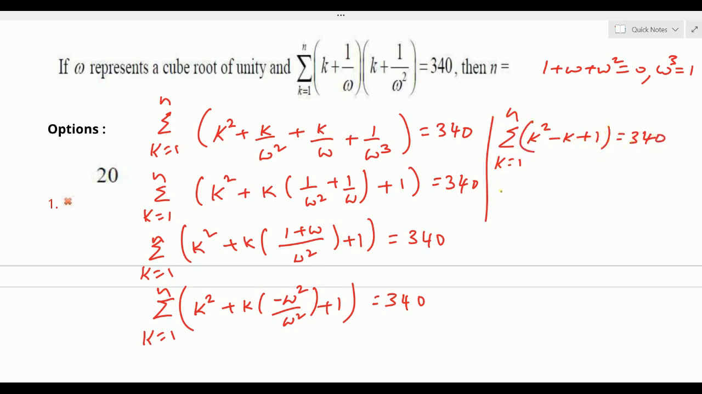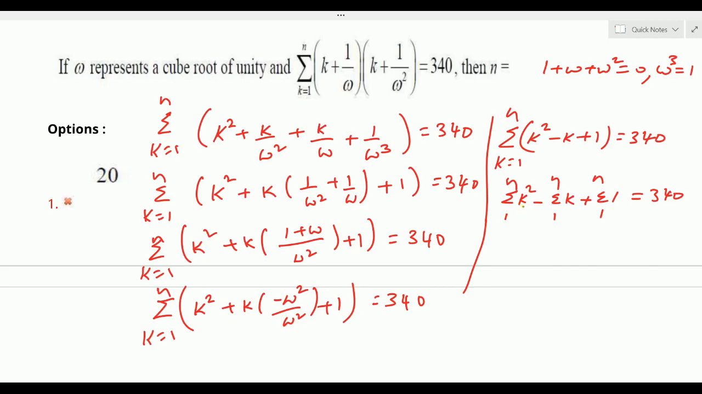Okay now, so we can expand the sigma k square first term minus sigma k second term plus sigma 1 third term is equal to 340. Sigma k varies from 1 to n అన్నిట్లో కూడా. So what is the meaning of 1 to n? Sum of the first term is sum of the squares of n natural numbers, second term sum of the first n natural numbers, third term sum of the n ones.